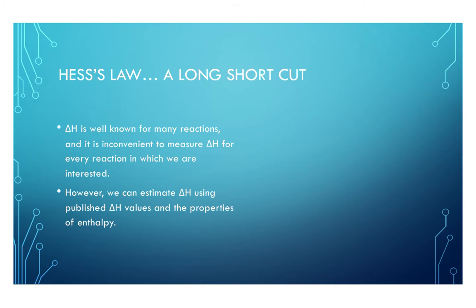All right, so delta H is known for many reactions. However, it is inconvenient to measure delta H for every reaction that we are interested in. Imagine having to do calorimetry for every single reaction to figure out its energy. Instead, we have some shortcuts that help us skip calorimetry. We can estimate delta H using published delta H values for specific reactions that other people have already done the calorimetry for.